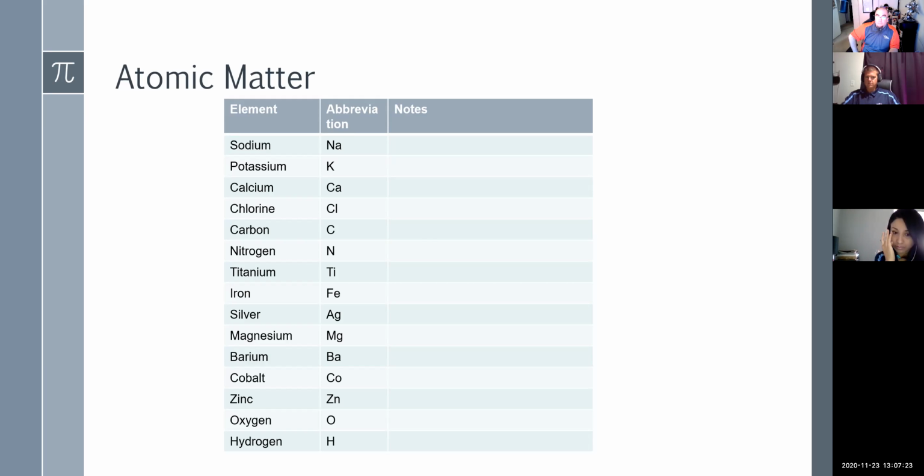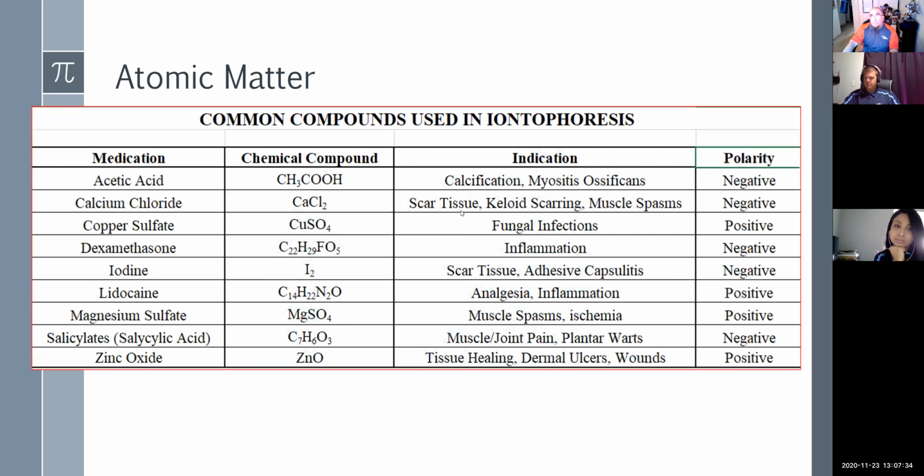You got magnesium, barium. I barely knew him, but I did barium. Cobalt, zinc, oxygen, and hydrogen obviously are pretty big as well for water and breathing. So these are the most common compounds you're going to encounter when we're dealing with iontophoresis, which we'll talk about next semester, right?